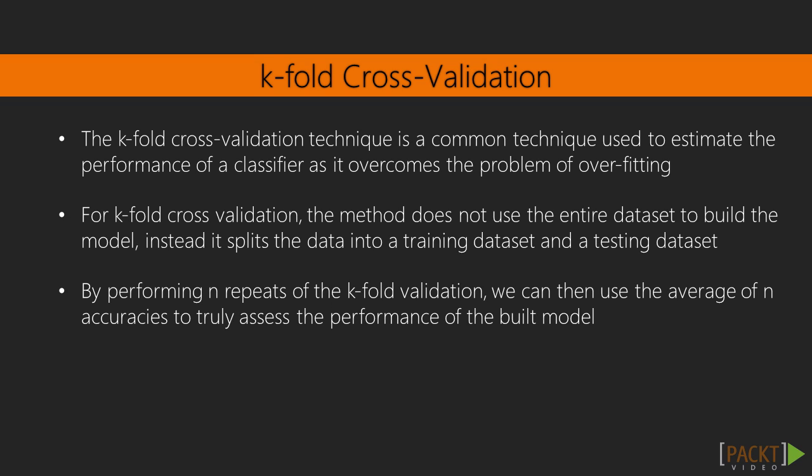For K-fold cross-validation, the method does not use the entire dataset to build the model. Instead, it splits the data into a training dataset and a testing dataset. Therefore, the model built with a training dataset can then be used to assess the performance of the model on the testing dataset. By performing n repeats of the K-fold validation, we can then use the average of n accuracies to truly assess the performance of the built model. In this video, we will illustrate how to perform a K-fold cross-validation.